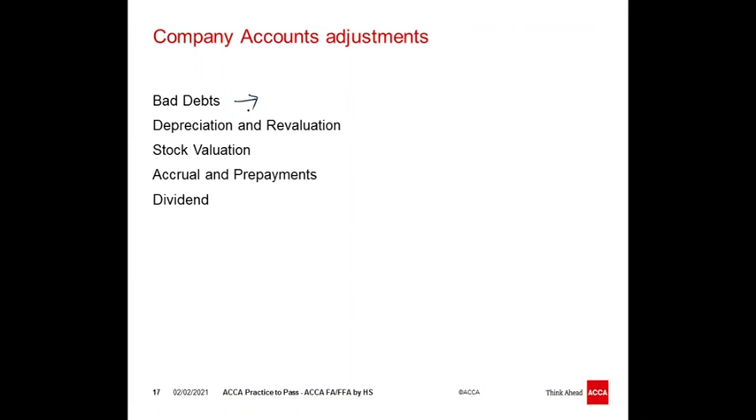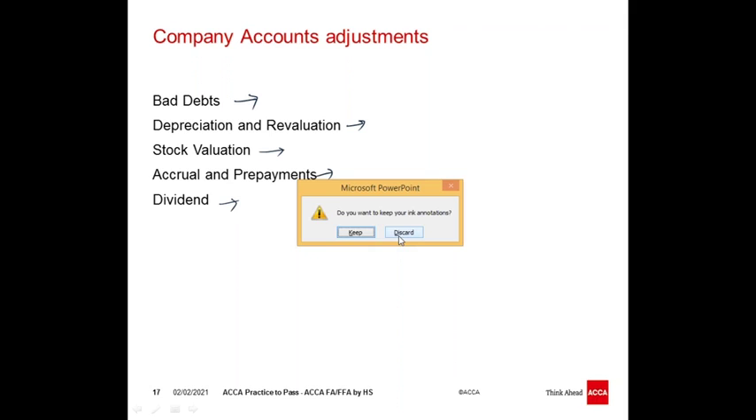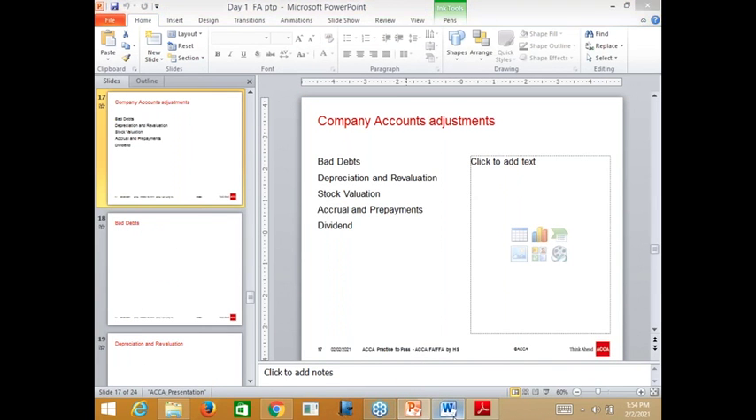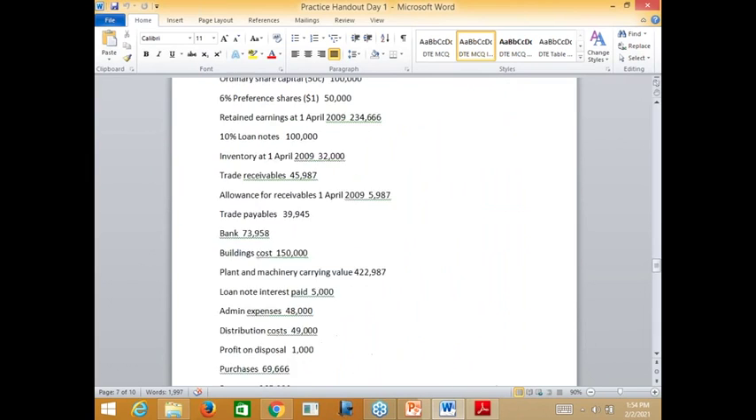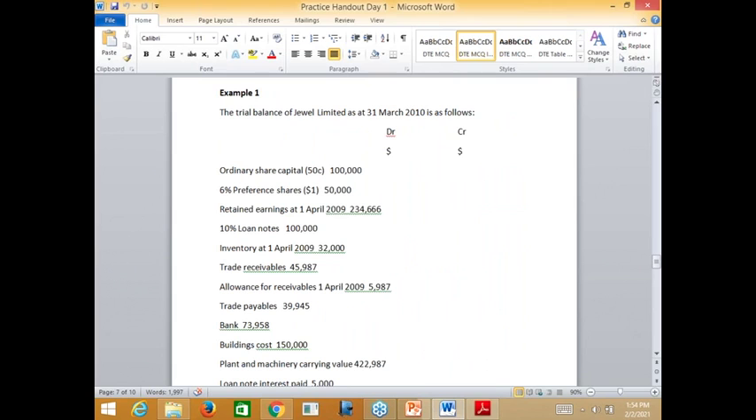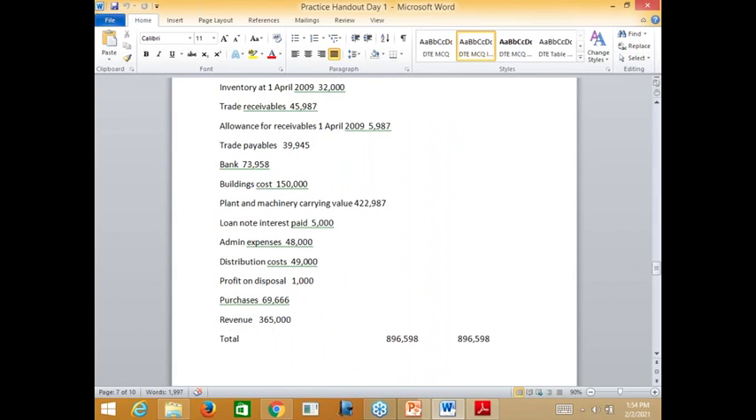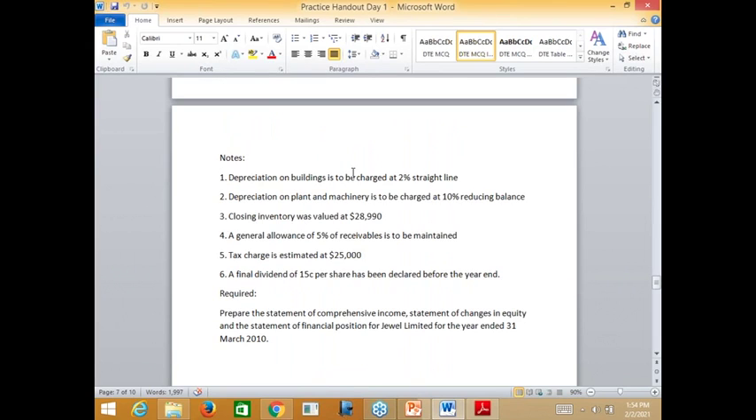In the company accounts, we have adjustments of four items, usually bad debts, depreciation and revaluation, stock valuation, accruals and prepayments, and then dividend. We have already covered the dividend area. I just wanted to show you how the question comes in the examination. This is the type of question which the examiner might ask you. Here you can see the trial balance, and then we have adjustments. The first adjustment is related to depreciation. The third adjustment is related to inventory valuation. Then general allowance, then tax expense, and 15 cents for the dividend.